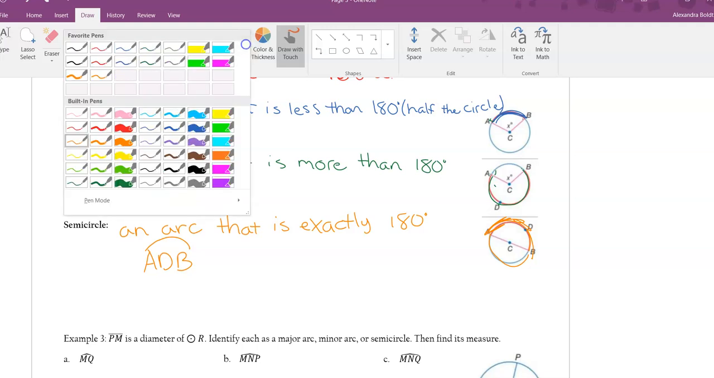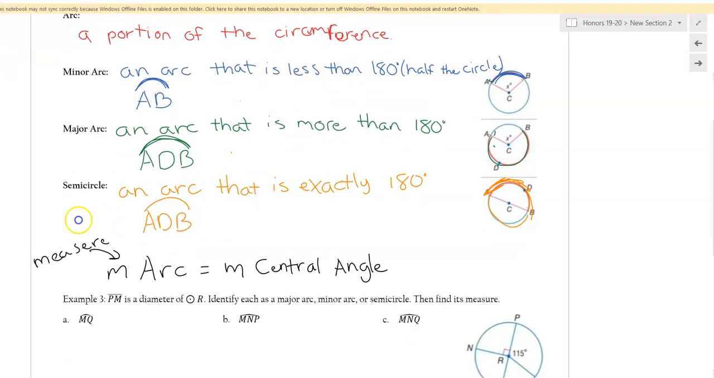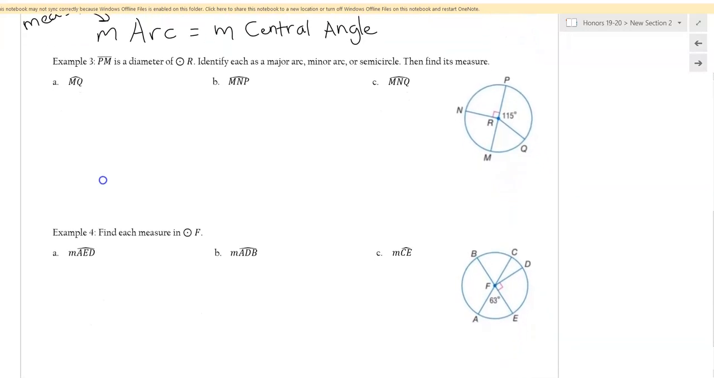Okay. One last thing to mention is for any arc, the measure of the arc, again, putting this M in front means measure, is equal to the measure of the central angle. And we'll look at that also in some of our examples. So the measure of the arc equals the measure of the central angle.